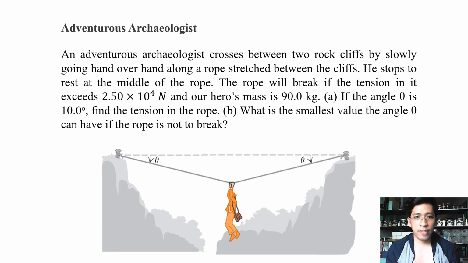Again, an adventurous archaeologist crosses between two rock cliffs by slowly going hand over hand along a rope stretched between the cliffs. He stops to rest at the middle of the rope. The rope will break if the tension in it exceeds 2.50 times 10 to the 4 newtons, and our hero's mass is 90 kilograms. If the angle theta is 10 degrees, find the tension in the rope, and what is the smallest value the angle theta can have if the rope is not to break? So get your papers now.